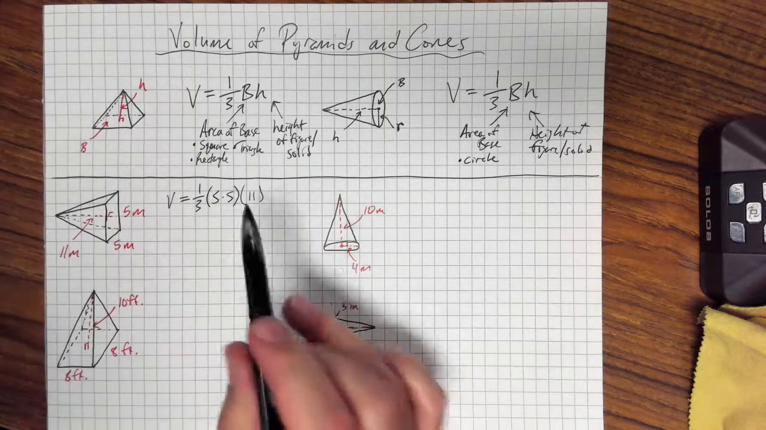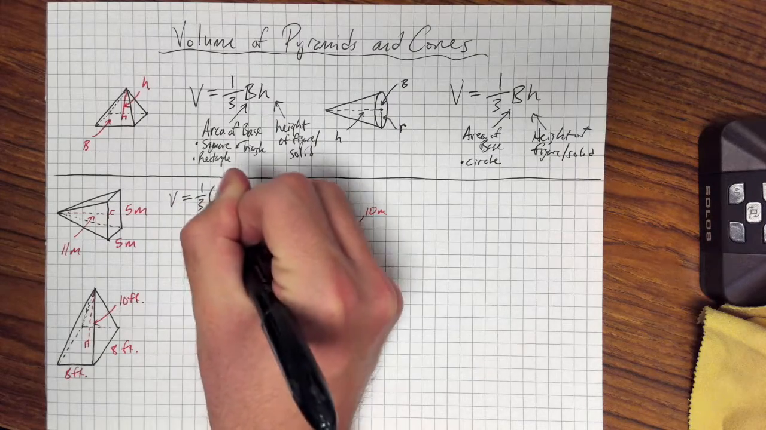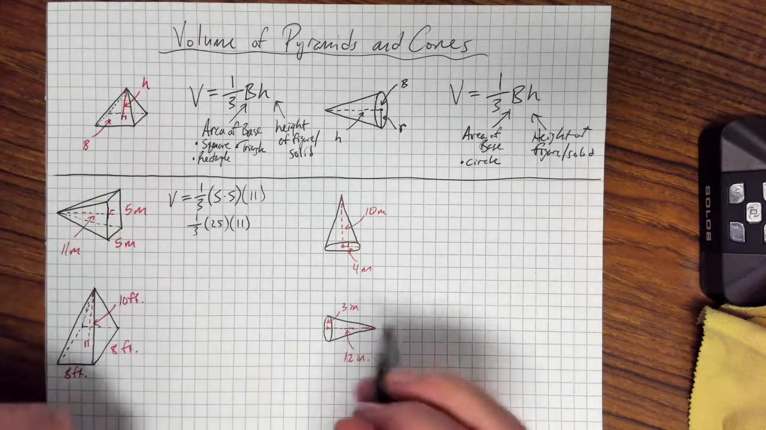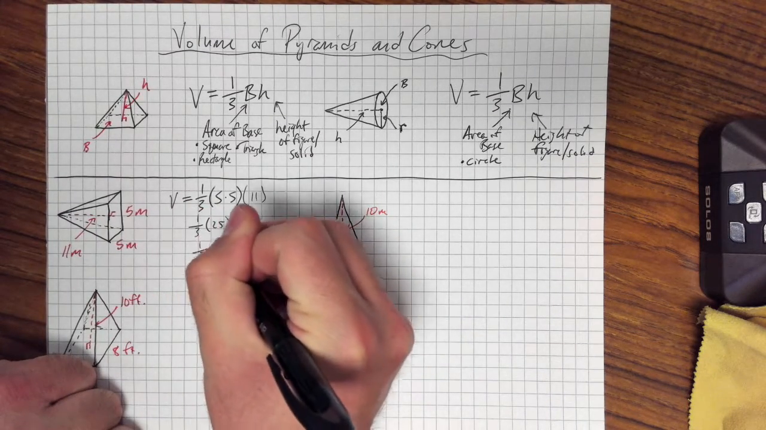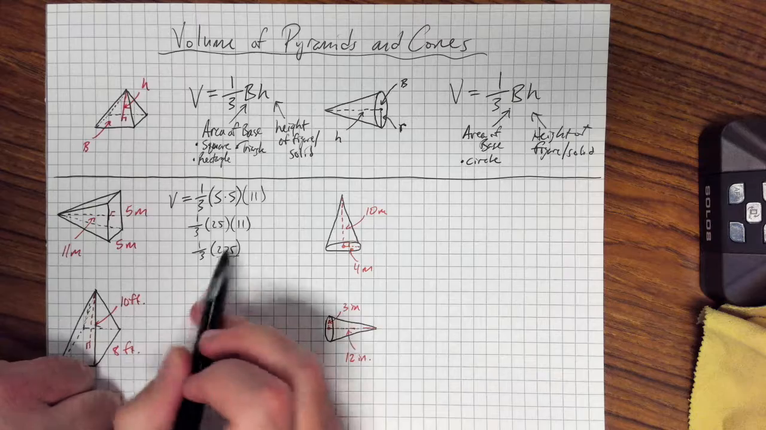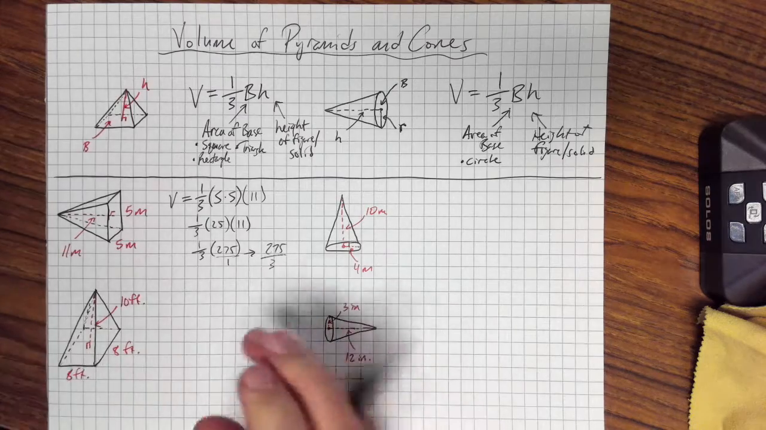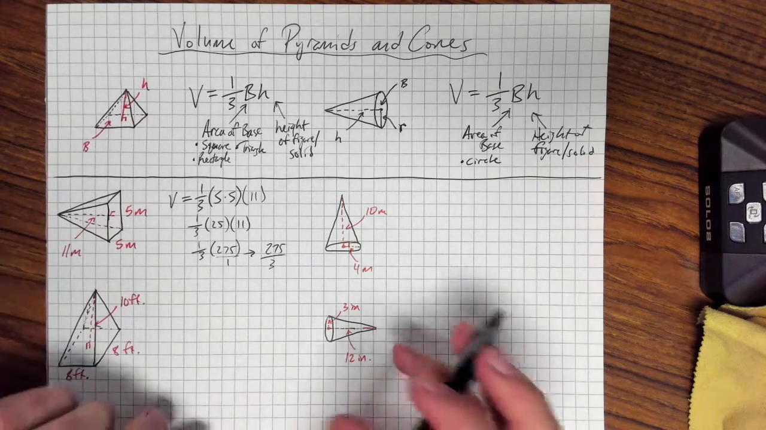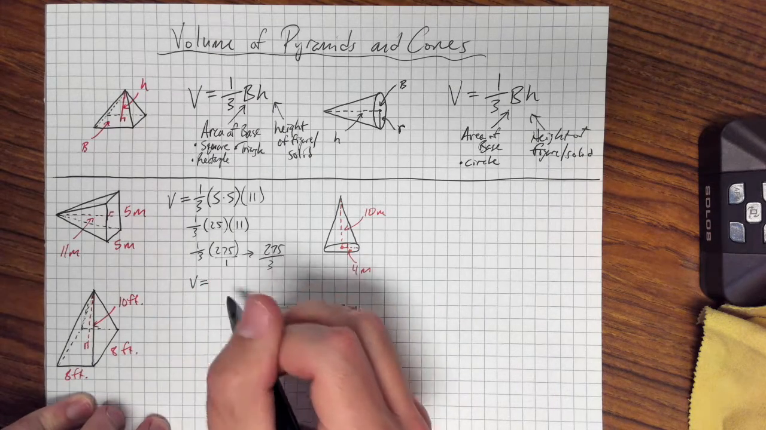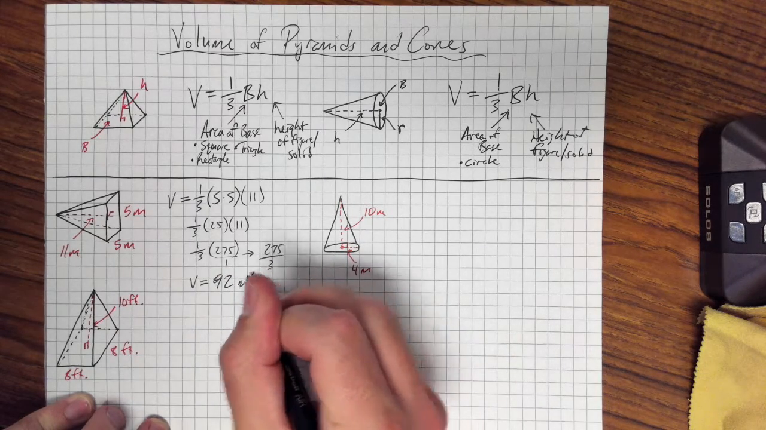All right, so let's go ahead and do our problem. 5 times 5 is 25, times 11. 25 times 11 comes out to 275. And then 1/3 times 275, if you put this over 1, multiply the numerators, that should come out to 275 over 3. And then divide that. 275 divided by 3. The volume of this should come out to, when you round it, 92 cubic meters.